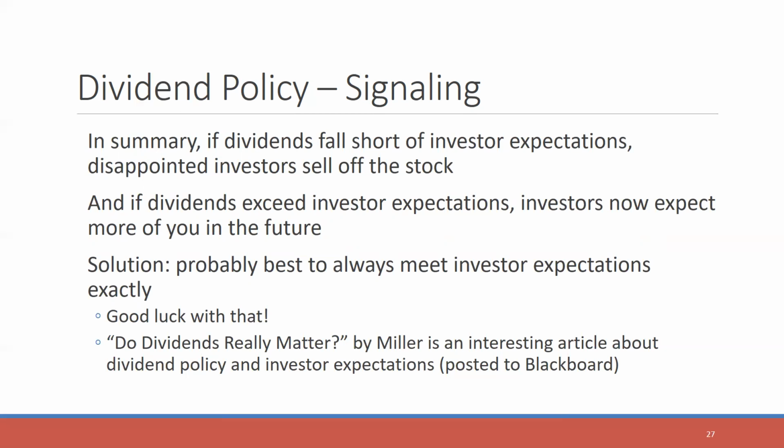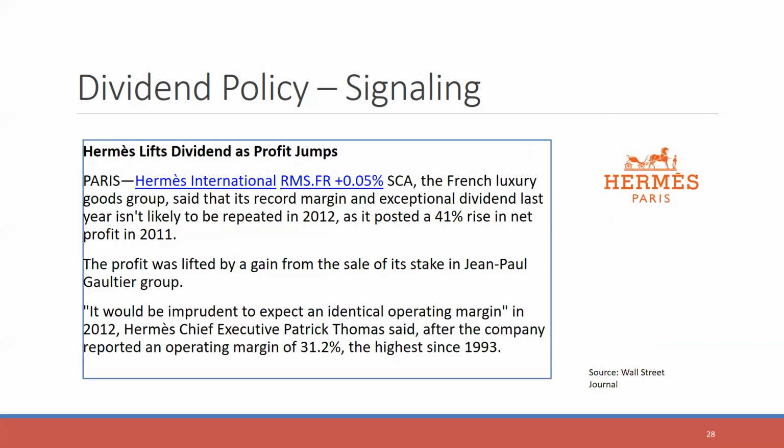There's an article posted on Blackboard by one of the persons who wrote the irrelevance theorem, discussing in very easy to understand terms why the dividend policy will matter when we have market frictions. So this is an example of signaling.